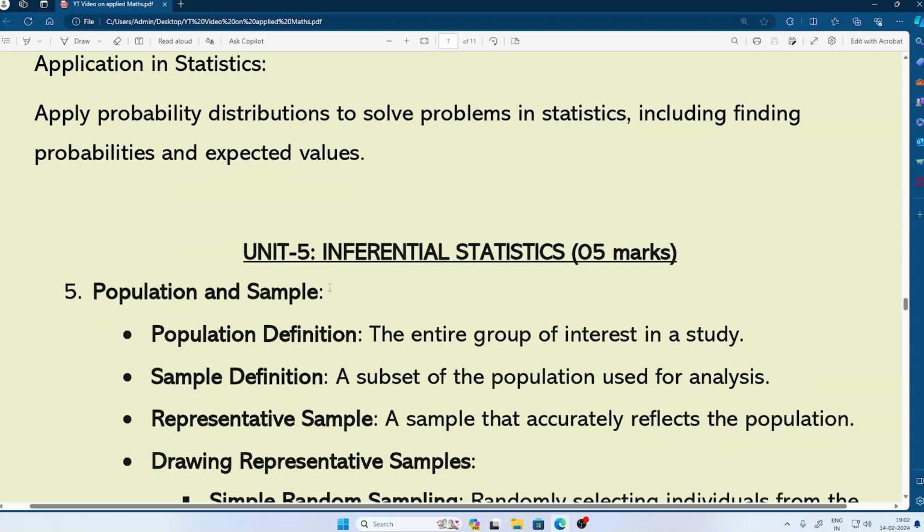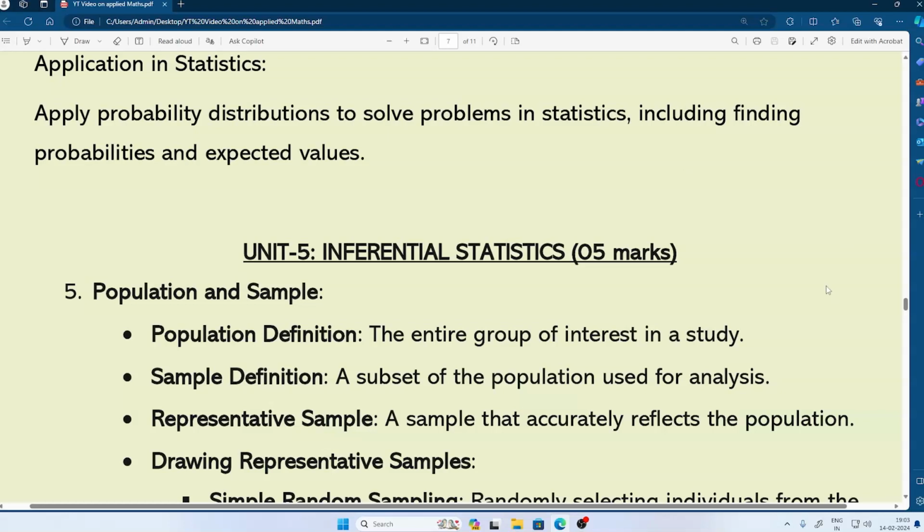Then we come to inferential statistics. I have to tell you a lot of things here. What you will do throughout the year, people have asked so many questions on inferential statistics. See, I have written marks, that's why. It's only 5 marks given. What kind of question can you expect from there?